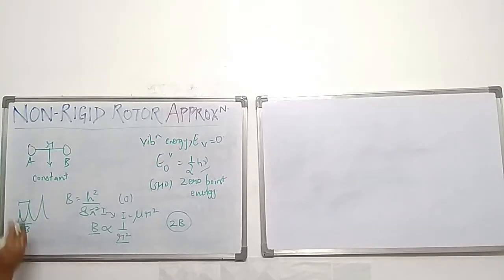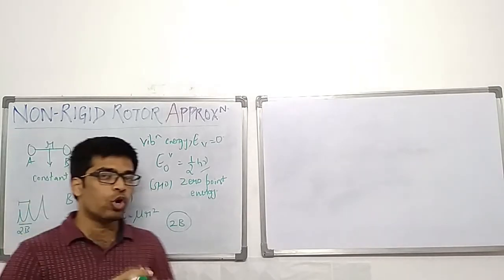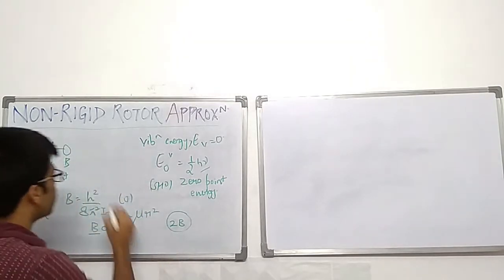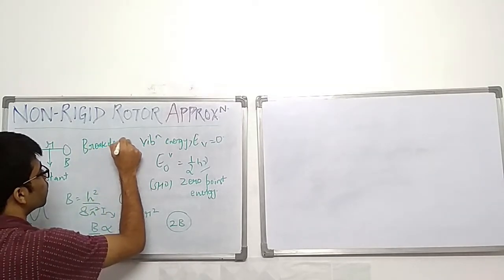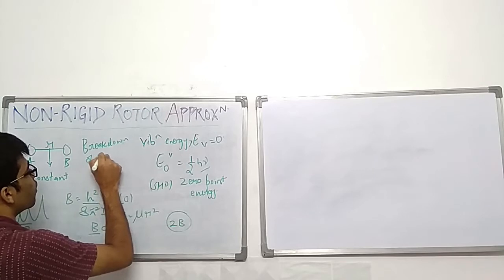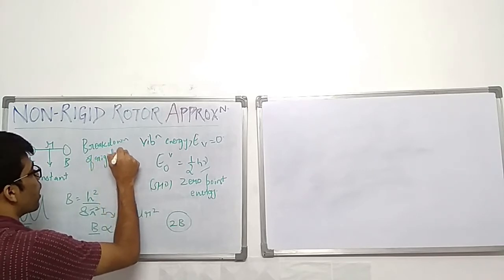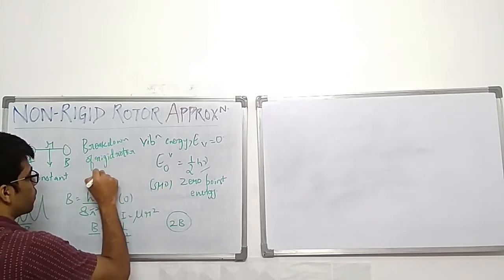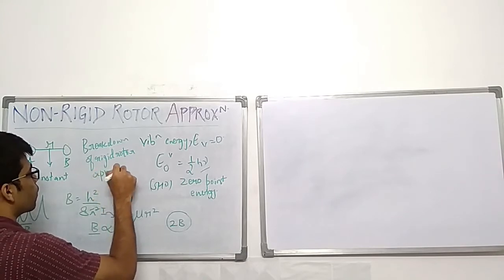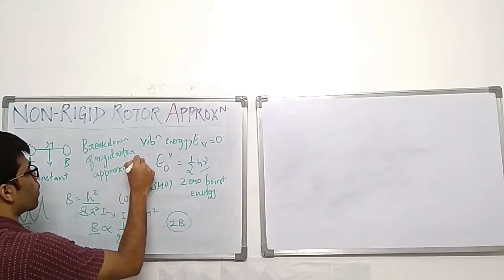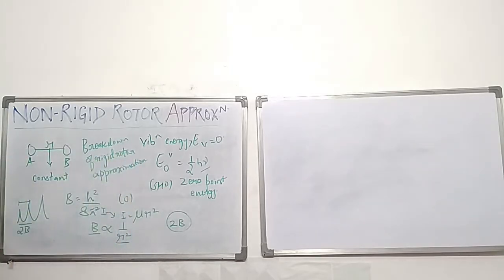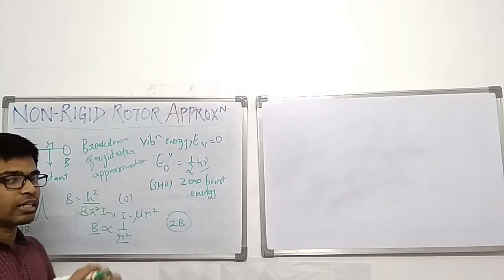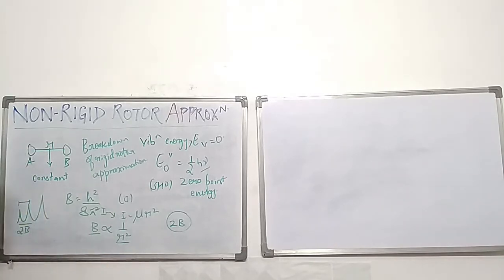This condition, where the difference between two consecutive lines in rotational spectroscopy is no more 2B, is known as the breakdown of the rigid rotor approximation. Because in the rigid rotor approximation we considered that the bond length does not change, but we see the bond length will keep changing at every instant.